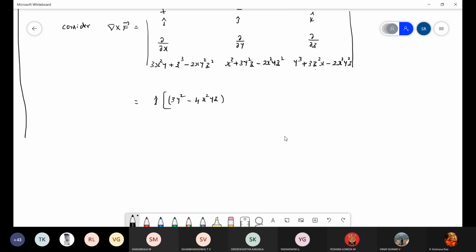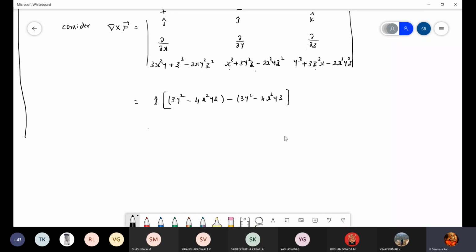Yes, sir. Minus dou by dou z of this term. So with respect to z, x cube gives 0, plus 3y square. 3y square minus 4x square yz.